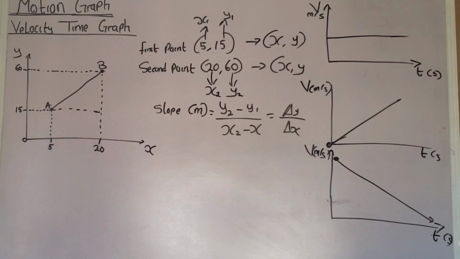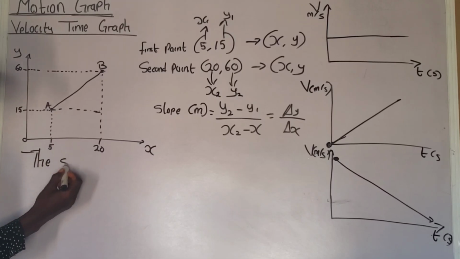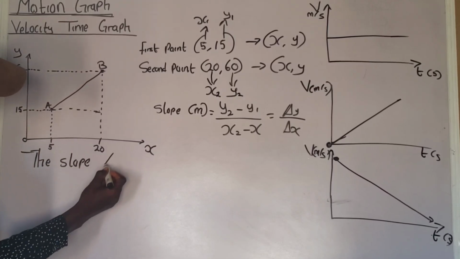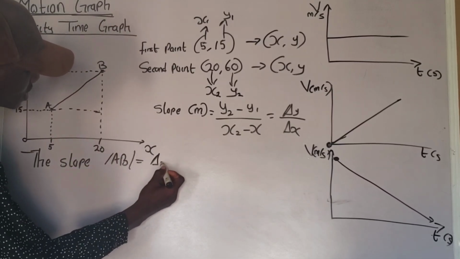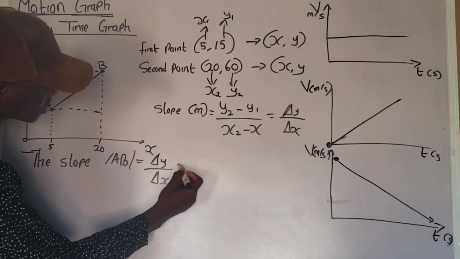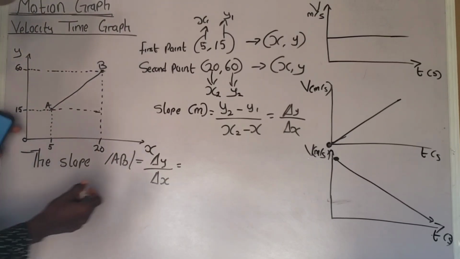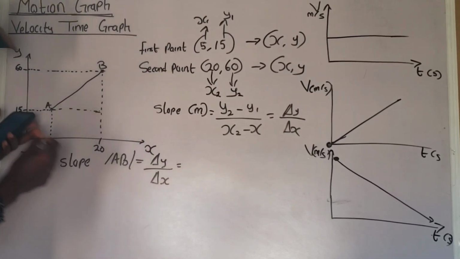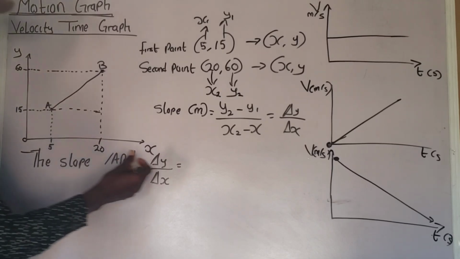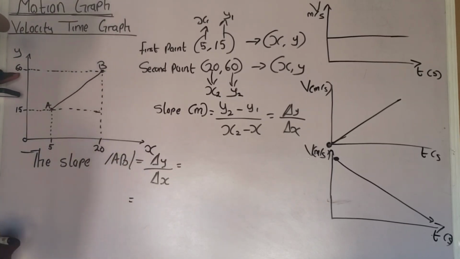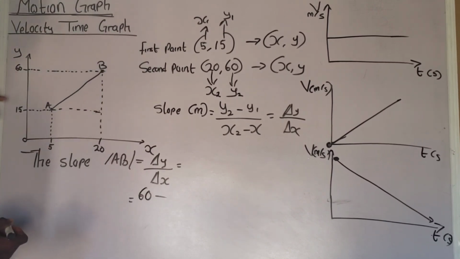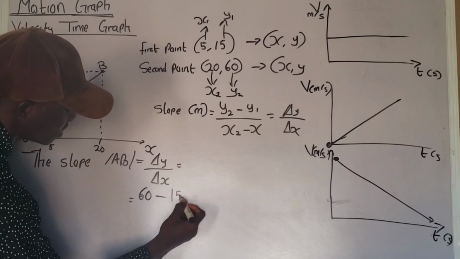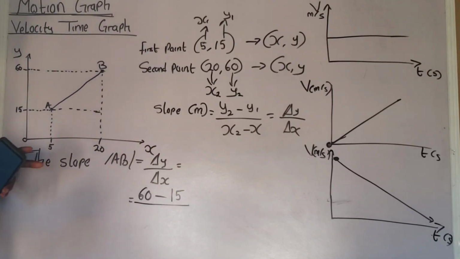So let's calculate the slope of AB. The slope of line AB is equal to change in y all over change in x. So I'm going to have y2 minus y1. Y2 is 60, so I'm going to have 60 minus y1. Y1 is 15. So 60 minus 15 all over change in x.